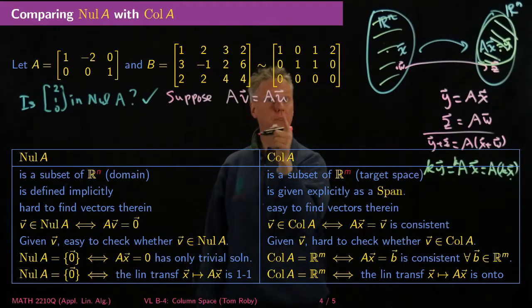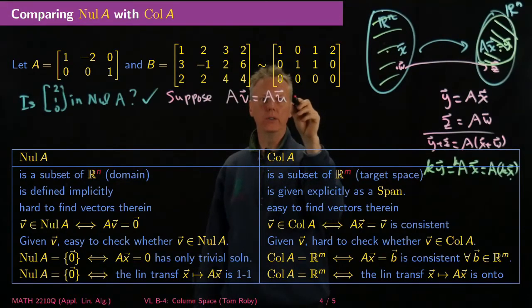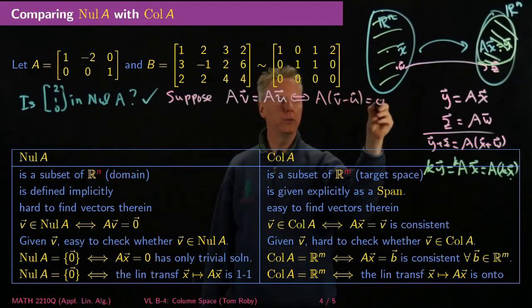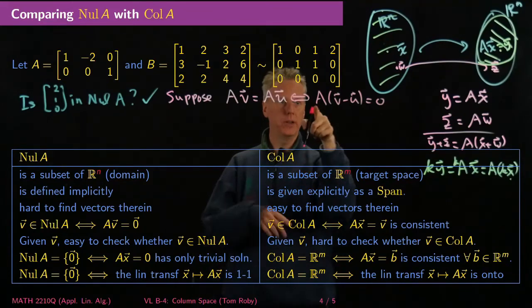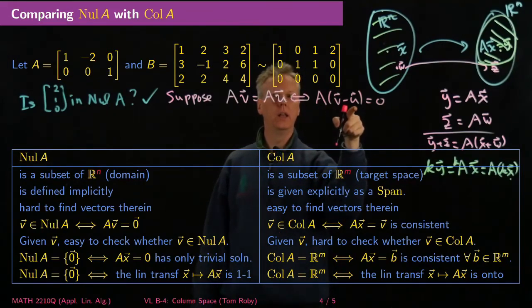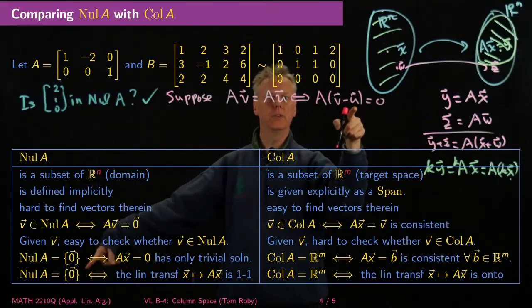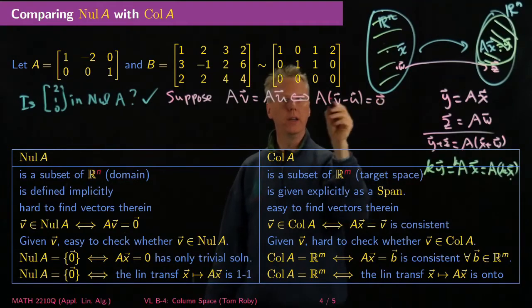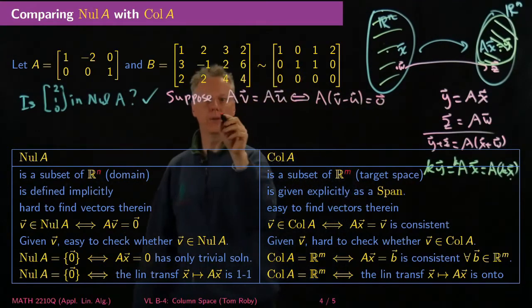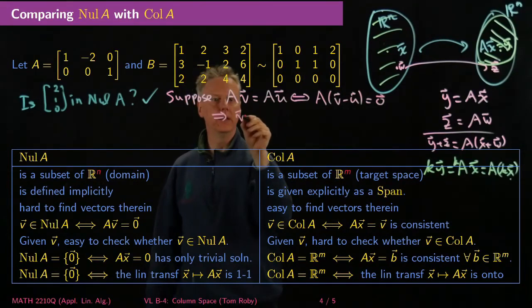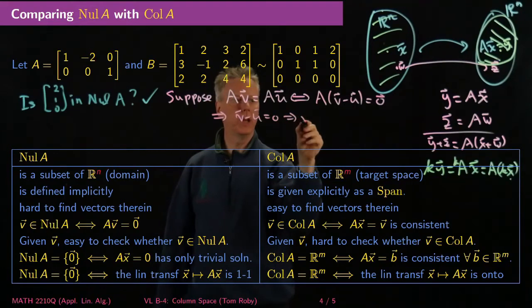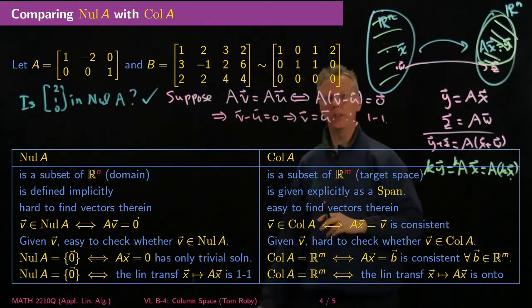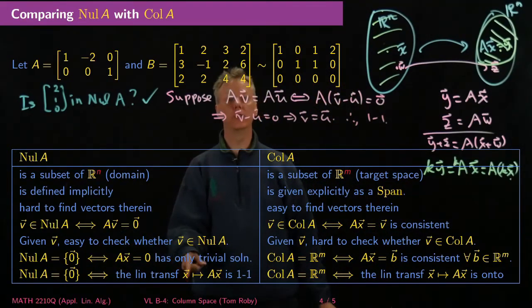So, but here's the argument. If AV equals AU, well, that's equivalent to saying that A times (V minus U) equals 0, right? But so now, I know the null space is 0. Right? So if I know the null space is 0, then if A times something equals 0, then that something must be 0. So this implies that V minus U equals 0, which implies that V equals U. Okay, so therefore 1 to 1. So that's showing that if the null space is trivial, then the linear transformation is 1 to 1.